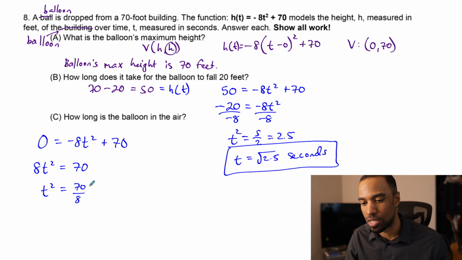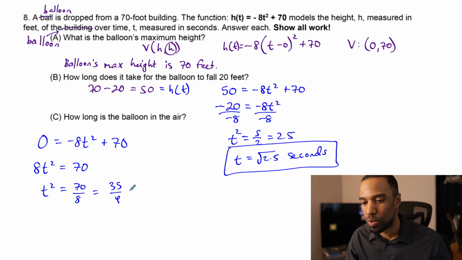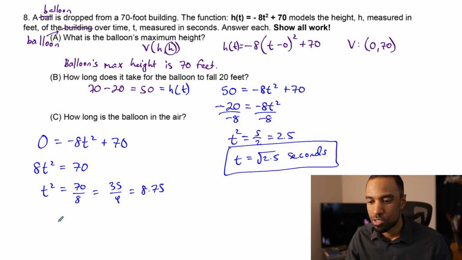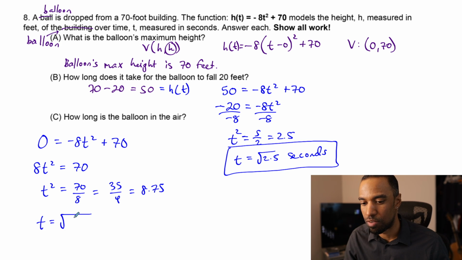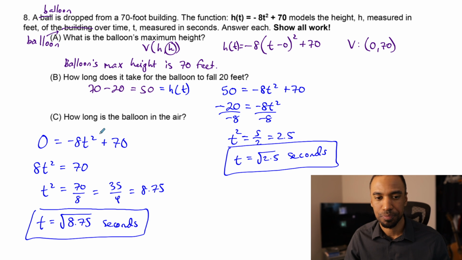Simplify that. Divide by 2, I get 35 over 4, which is 8.75. So t here is the square root of 8.75. It's really close to 3 seconds. I'm done with those two problems. My students aren't going to be doing those problems anyway.